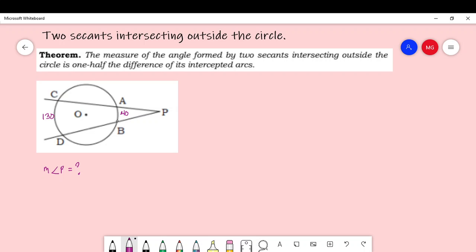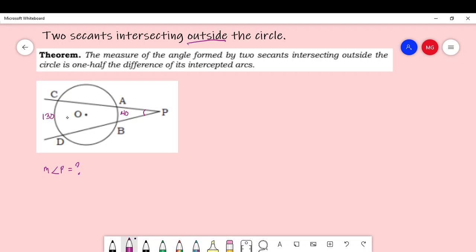Hello guys, we are going to determine the angle formed by two secants intersecting outside the circle. So in the figure, we have lines CP and DP intersect at point P outside the circle. So this is the angle formed, and this is what we are going to determine. It is given that the measure of arc CD is 130 and arc AB is 40.